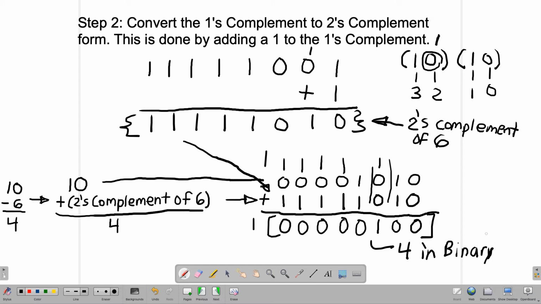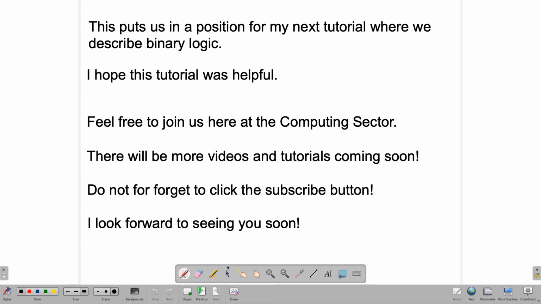And this is what we wanted to show. This puts us in a position for my next tutorial where we describe binary logic.